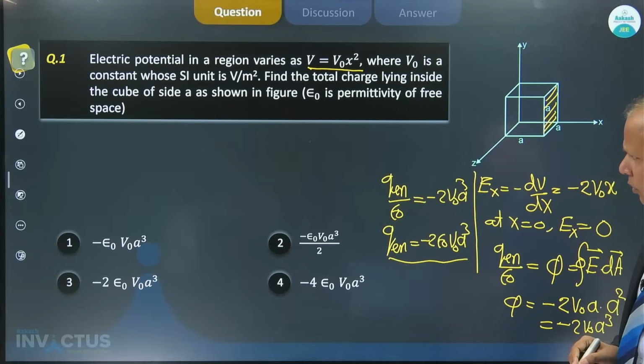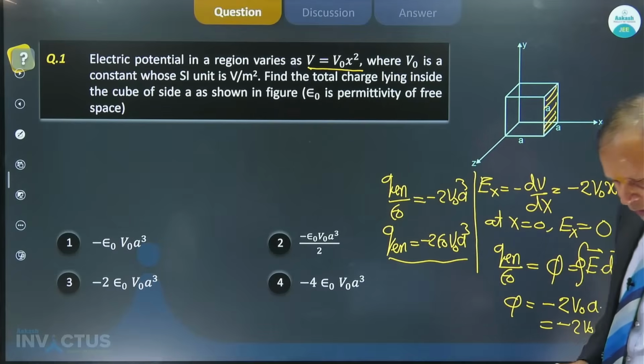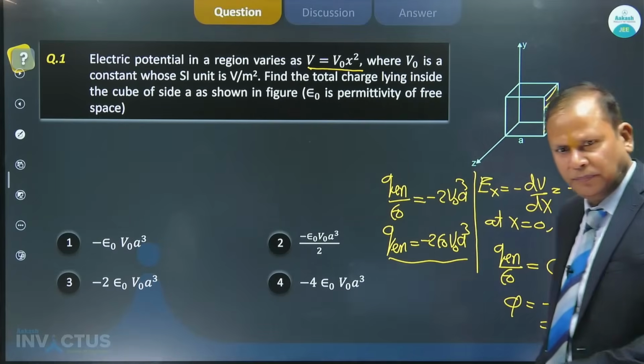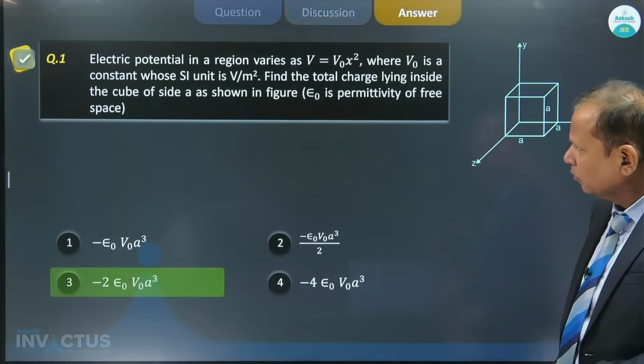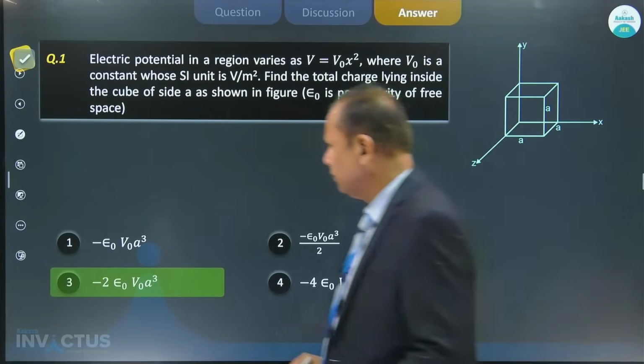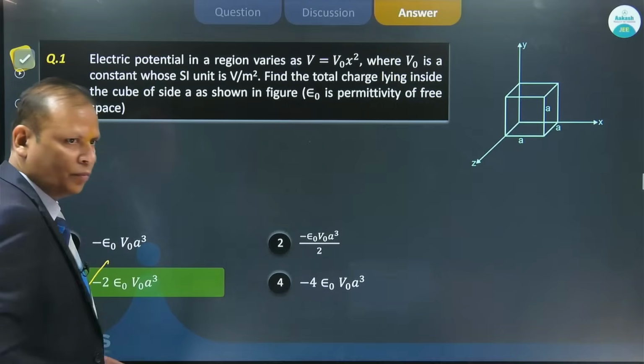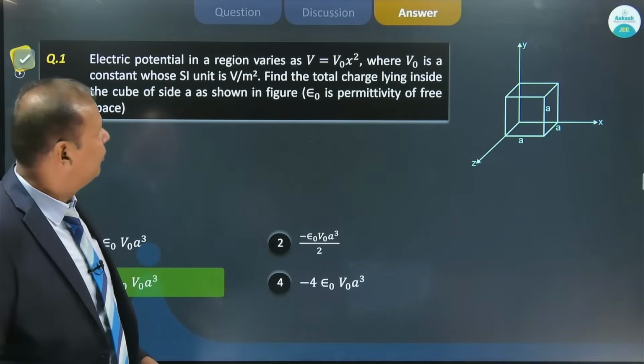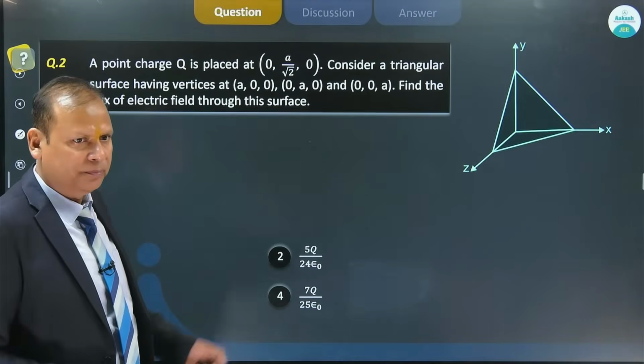देख लो, it will be option 3. Let's see the answer. Answer is correct. Let's move on to the next problem.